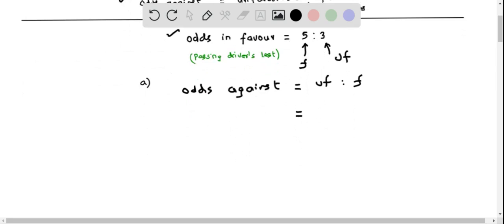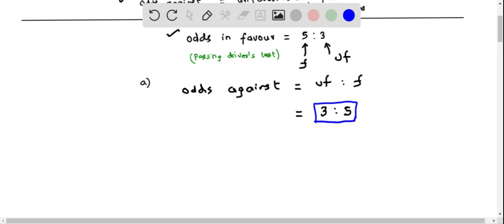So we know that favorable outcomes is 5 and unfavorable outcomes is 3. We can substitute into the odds against. And so therefore this becomes unfavorable outcomes is 3 and favorable outcomes is 5. So the odds against passing driver's test equals 3 is to 5.